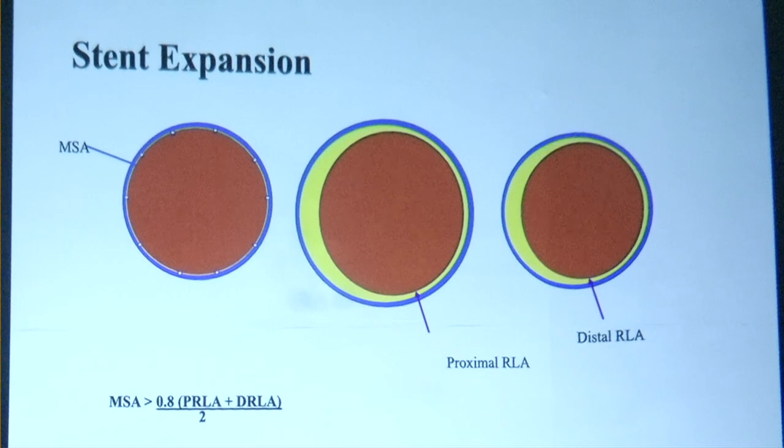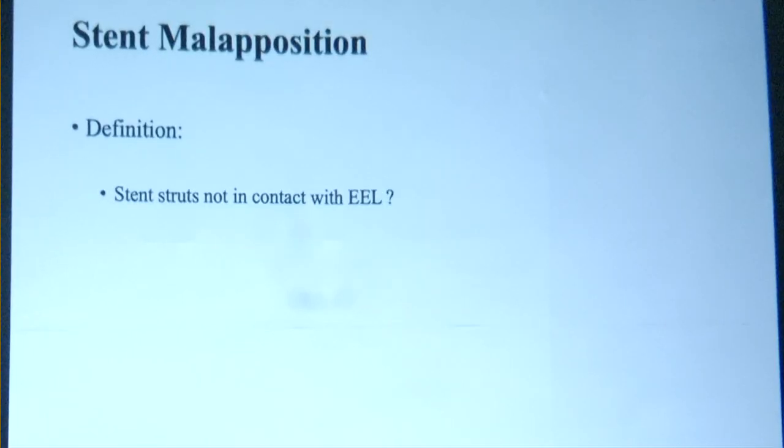So how do you measure minimum stent area? Well, you put your dots around the periphery where the stent struts are, and you get an area. And then you get your proximal and distal reference lumen area, which should be fairly close to the EEL area because you chose the landing zones which are less than 30%, or at the worst, less than 50%. And the MSA should exceed 80% of this average. That is the definition of stent expansion. If you learn one thing from this lecture, this is what I would want you to take home with you: what is MSA and what is good stent expansion.